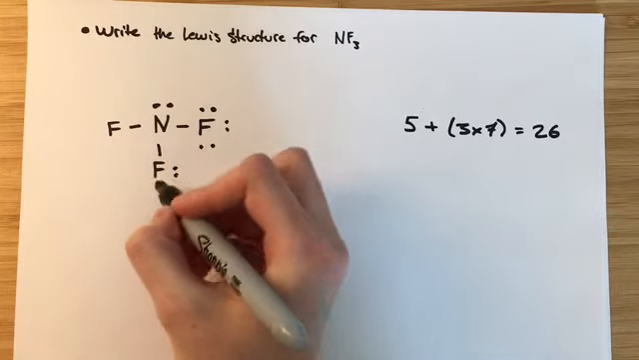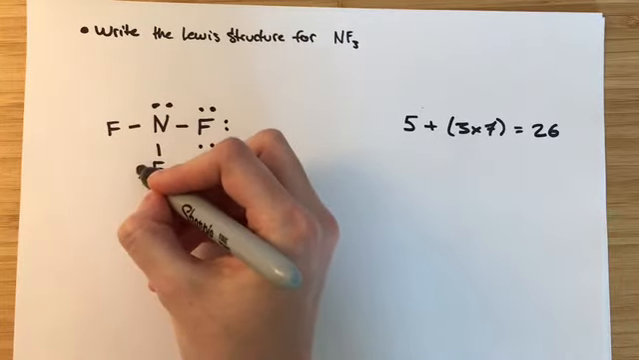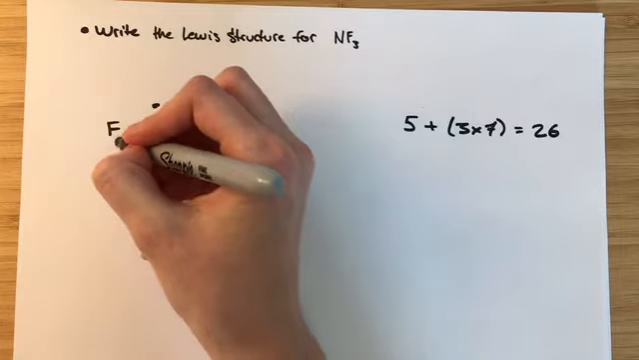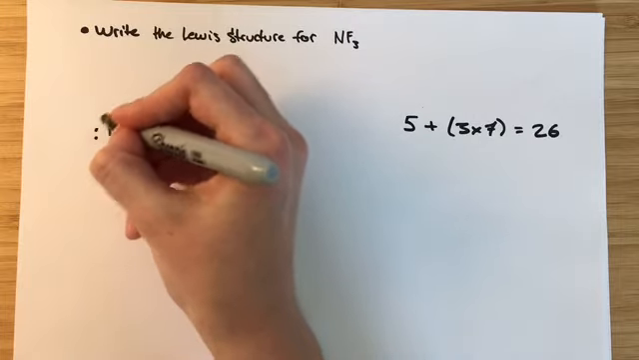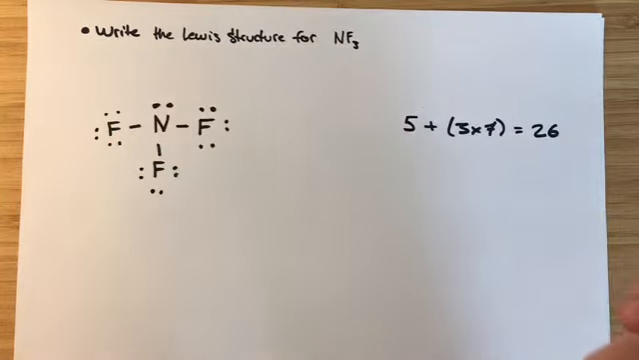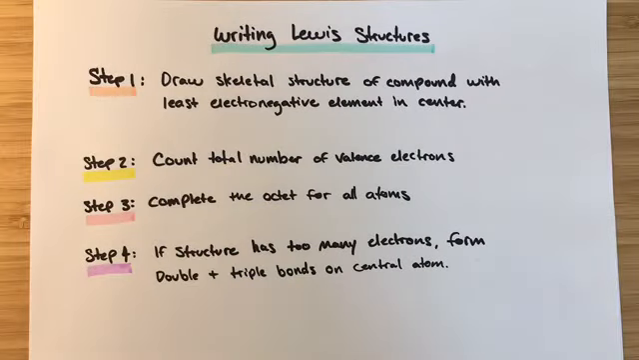1, 2, 3, 4, 5, 6, 7, 8. And this Lewis structure is complete. And that is how you write Lewis structures for different compounds.